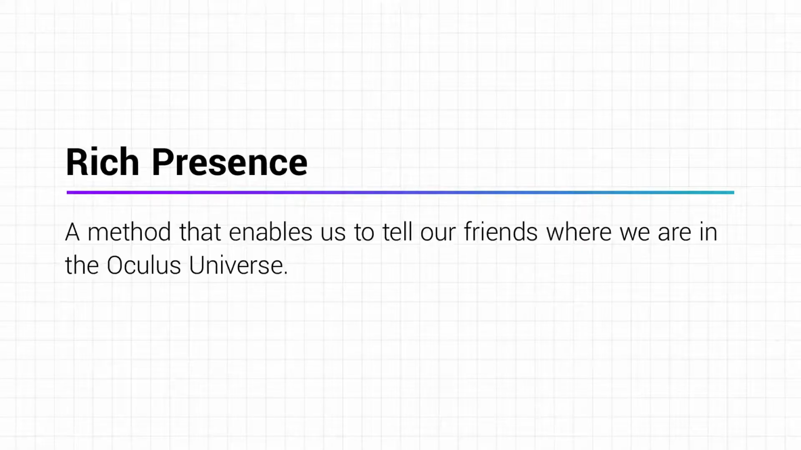In this module, we'll also use a node from the provided source files that enables us to tell our friends where in the Oculus universe we are. This is called Rich Presence. The game that we have made is not a multiplayer experience, but if yours is, you can use the functions provided in the source files to allow your friends to find you and join your match. We'll be using these functions just to tell them where we are.